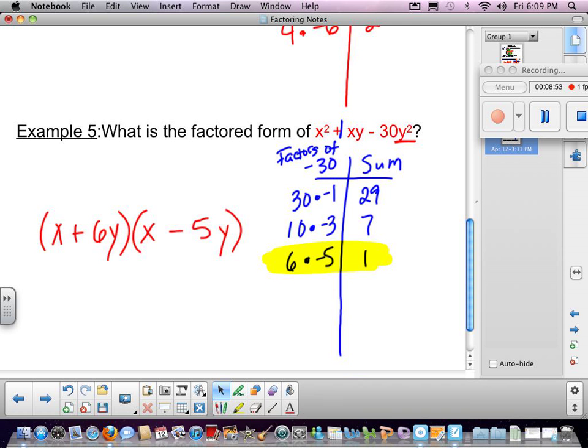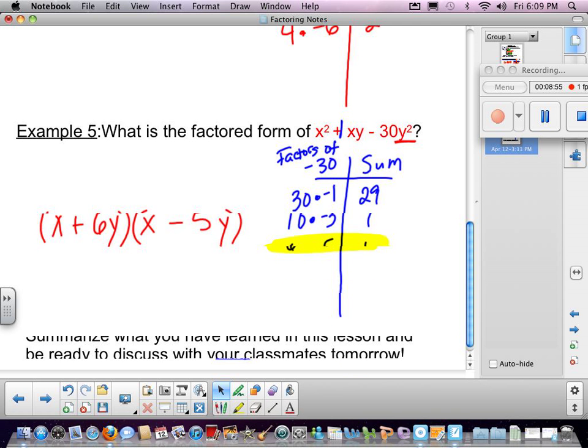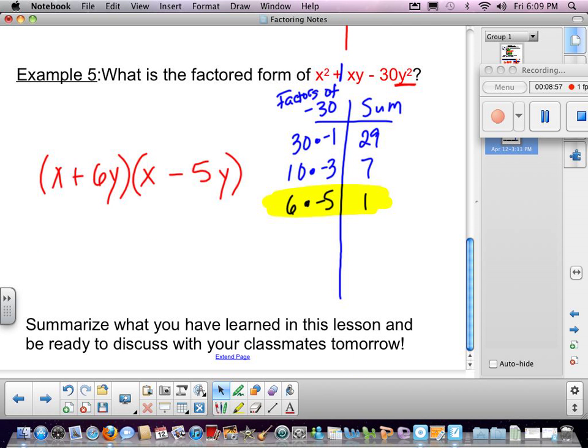The last thing you need to do on this video, go ahead and summarize what you've learned in this lesson and be ready to discuss with your classmates tomorrow.